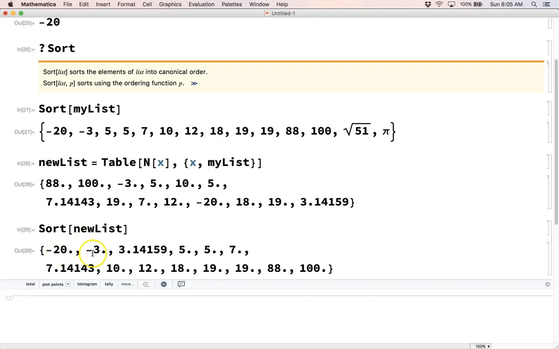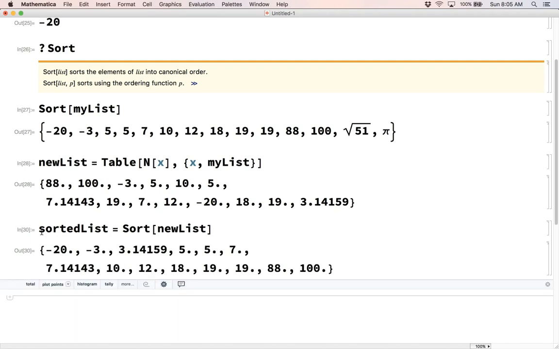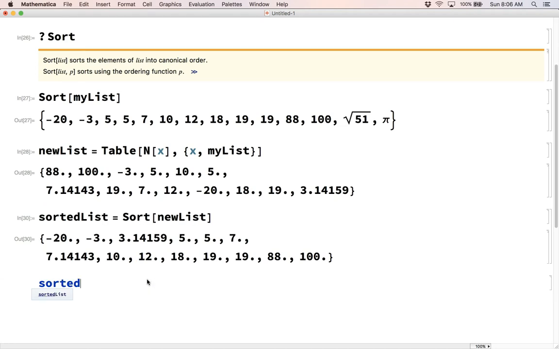Here I have -20, here I have -3, here I have pi, here I have 5. So what if I want to find the first three entries in this? Well, just looking at it, I can tell what they are. They're these three. But what's the programmatic way to do that? So let me call this sortedList. And I want to find not just what's the minimum, but what are the three minima of this? What are the three smallest numbers inside this list? And how can I do that? Let me show you.